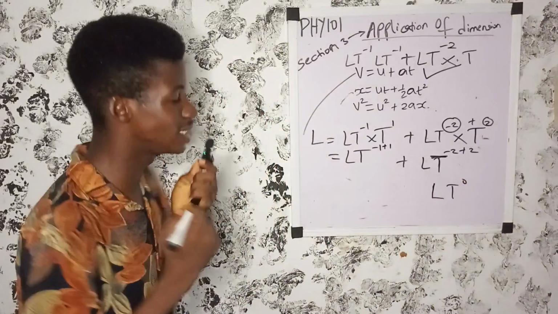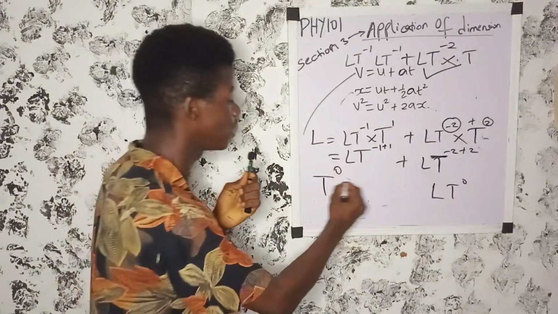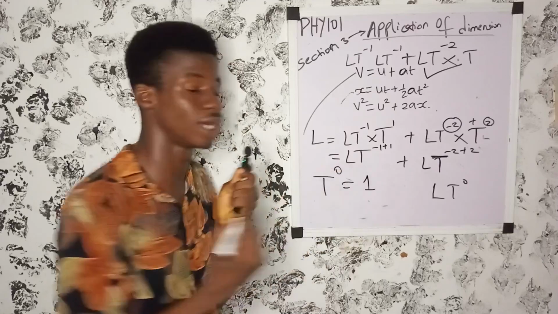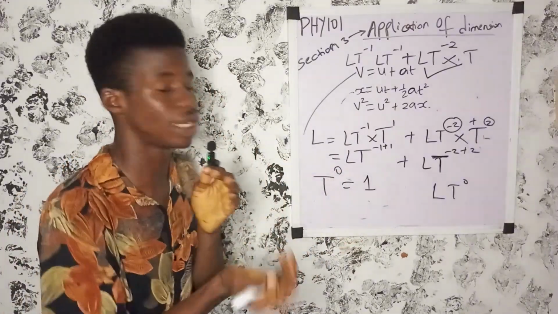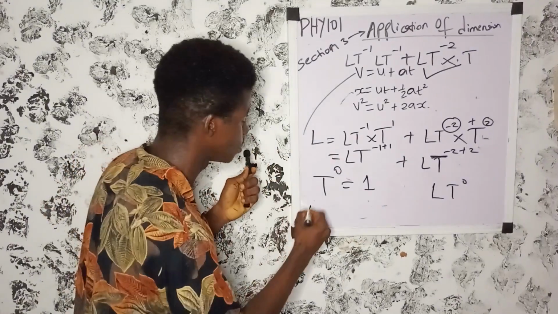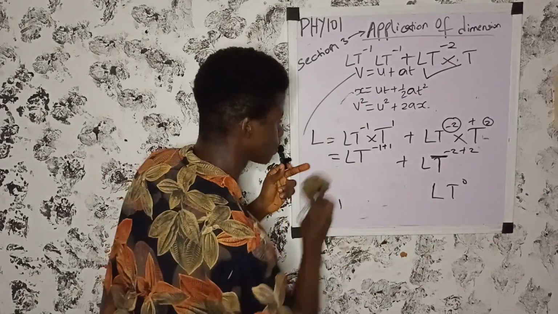Now, according to indices, whenever a value is raised to power 0, that value is equal to 1. Okay. Anything raised to power 0 gives you 1. A raised to power 0 is 1. Okay. So let's continue.